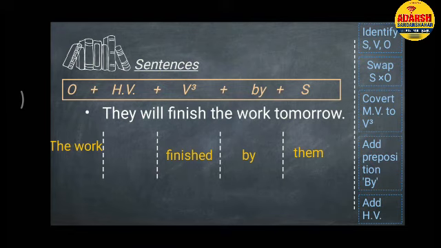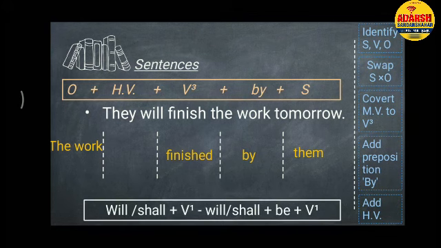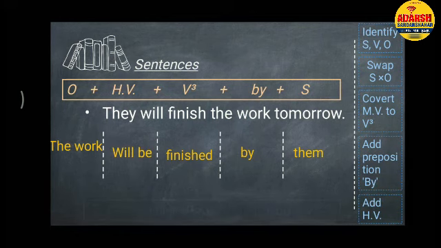Now add the helping verb. So before this, I think we should write here a helping verb. It is will, shall plus the verb's first form. It's the same in the active sentence. Check there. They will finish the work tomorrow. So you can see will plus the verb's first form, finish. So this sentence is of future simple. Now according to our subject, the work, we are going to use will be here.